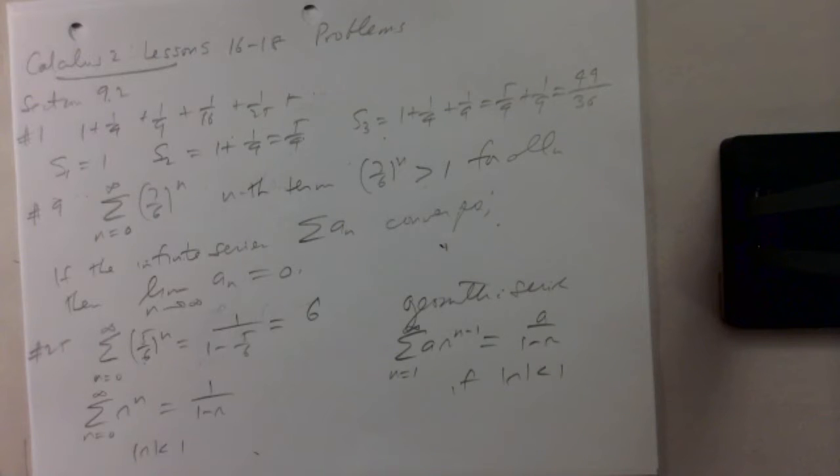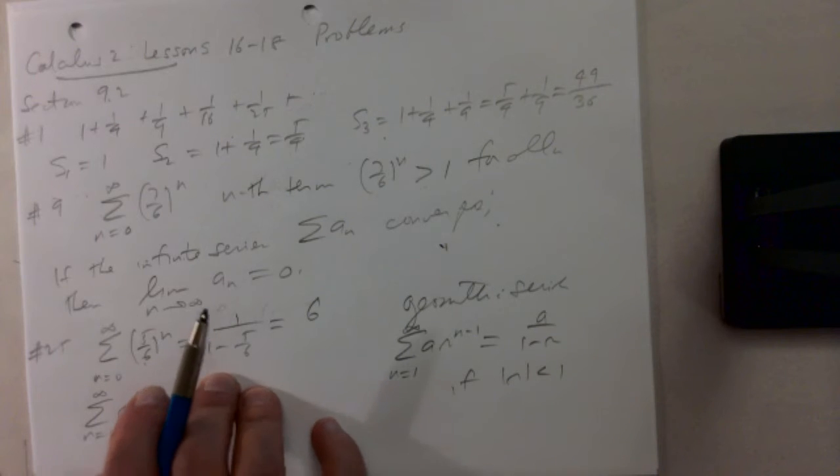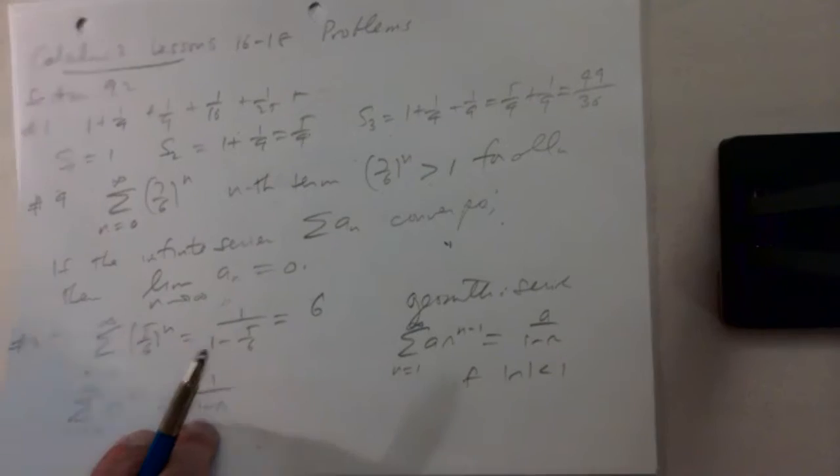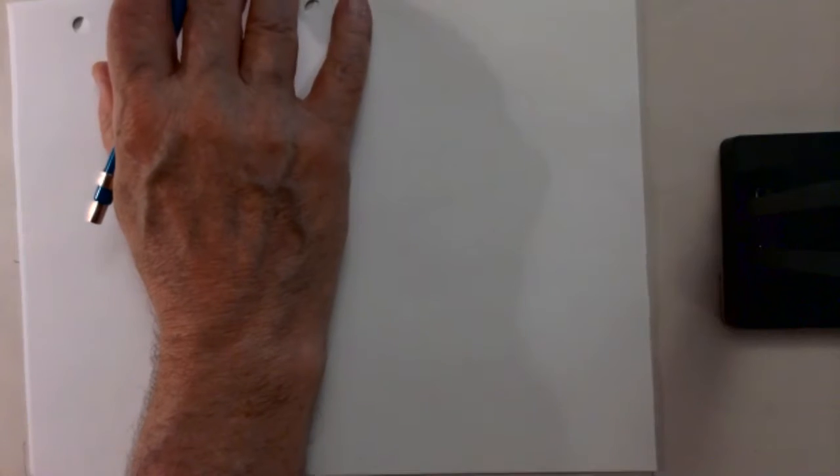Okay, that one's pretty easy using the formula. Well, the geometric progression is the most important infinite series. That's the one that's used by far the most everywhere in calculus and everywhere in mathematics.